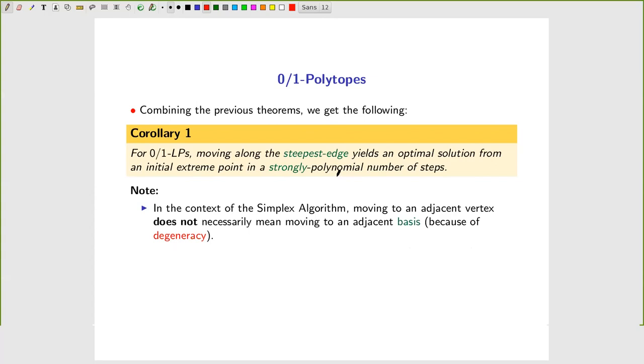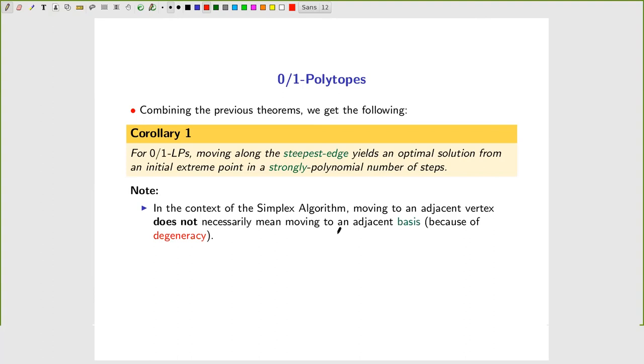In this respect, I have to say that for the simplex algorithm, moving to an adjacent vertex does not necessarily mean moving to an adjacent basis because of degeneracy. And so our result says you have to go along the steepest edge direction, so you have to be able to see all your neighbors. My student, Sean Kafer, has an example where if you just look at the basis and try to move in the steepest direction according to the basis, at a certain point this might lead you to not see what is really the steepest edge neighbor. So how to deal with degeneracy is another story.